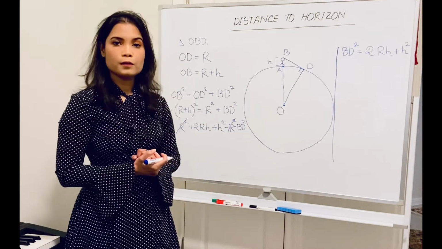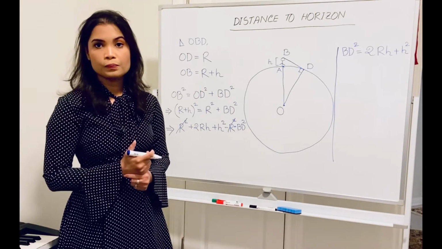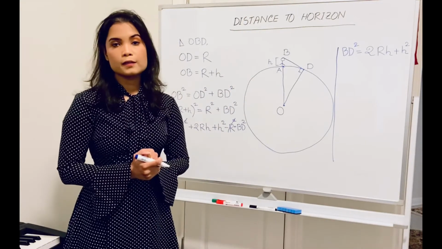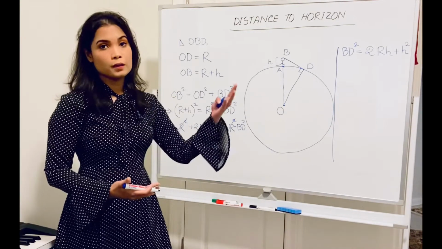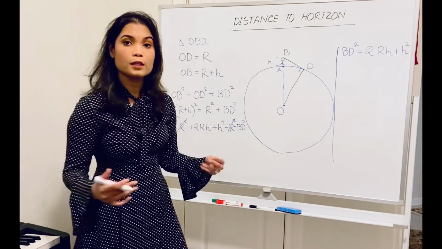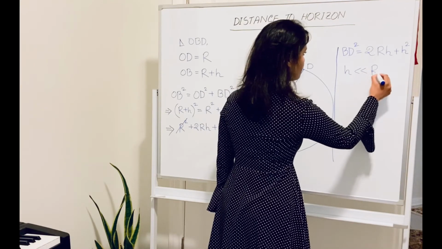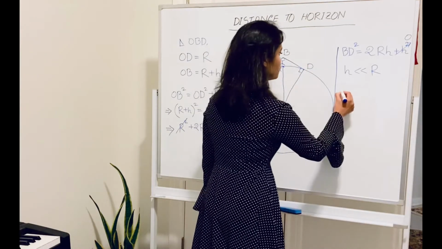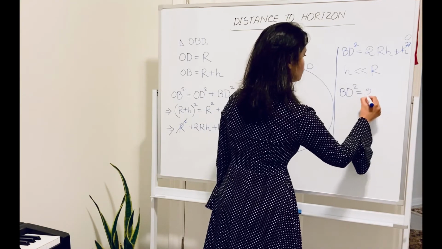Now, you should remember that in terms of square or cubic, if the h is very, very small compared to the radius of the earth, then you can actually omit the h squared. But you should not omit h squared if h is very high. In case, let's say, you are trying to measure the horizon of the earth from Mount Everest or from a very tall building, in that case, you should keep the h squared. But if h is very, very less than r, then you can just say h squared goes to 0. So you are left with BD squared equals 2RH.